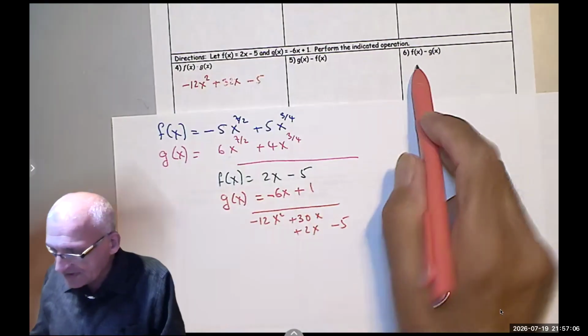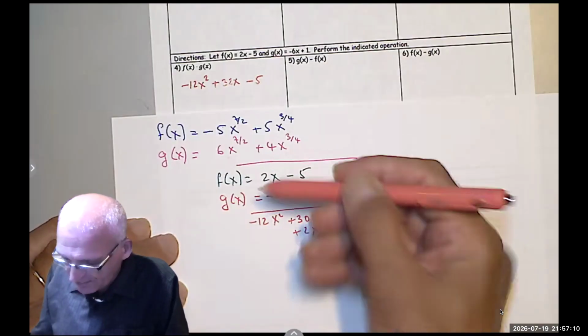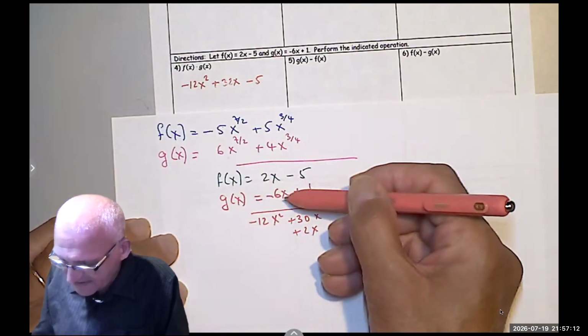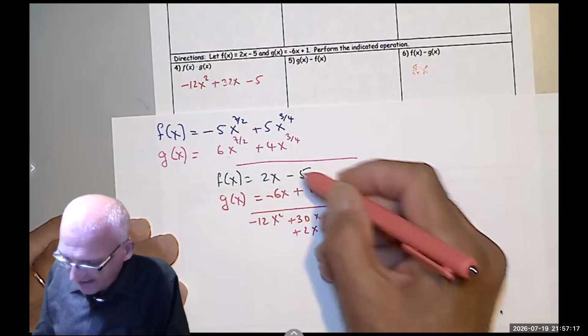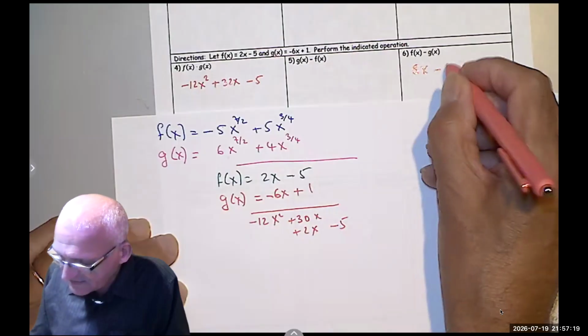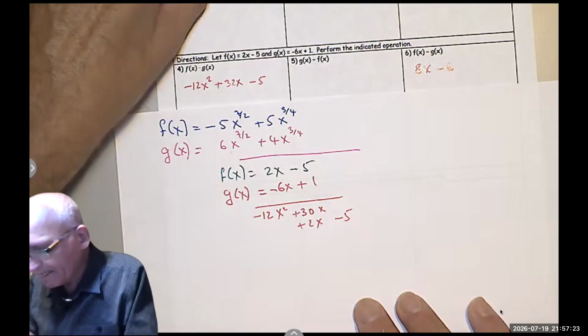And then they tell you, for example, let's do number 6, f of x minus g of x, so top minus bottom. 2x minus negative 6x is 2x plus 6x, it's 8x. Negative 5 minus 1 is negative 6. So you see they are extremely easy.